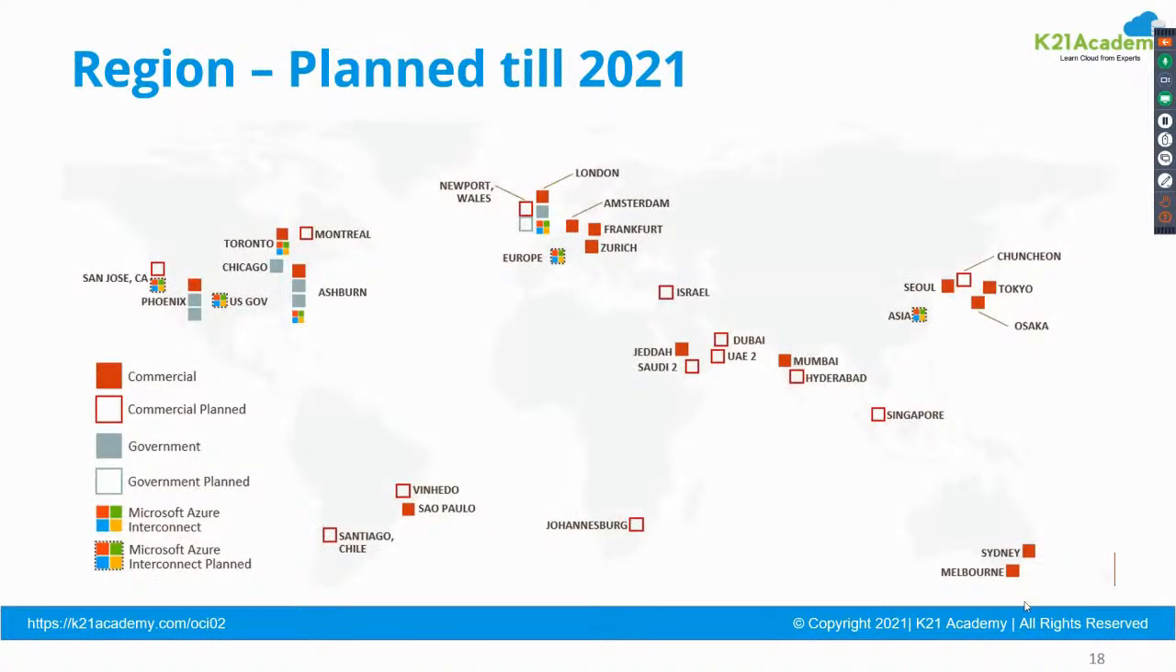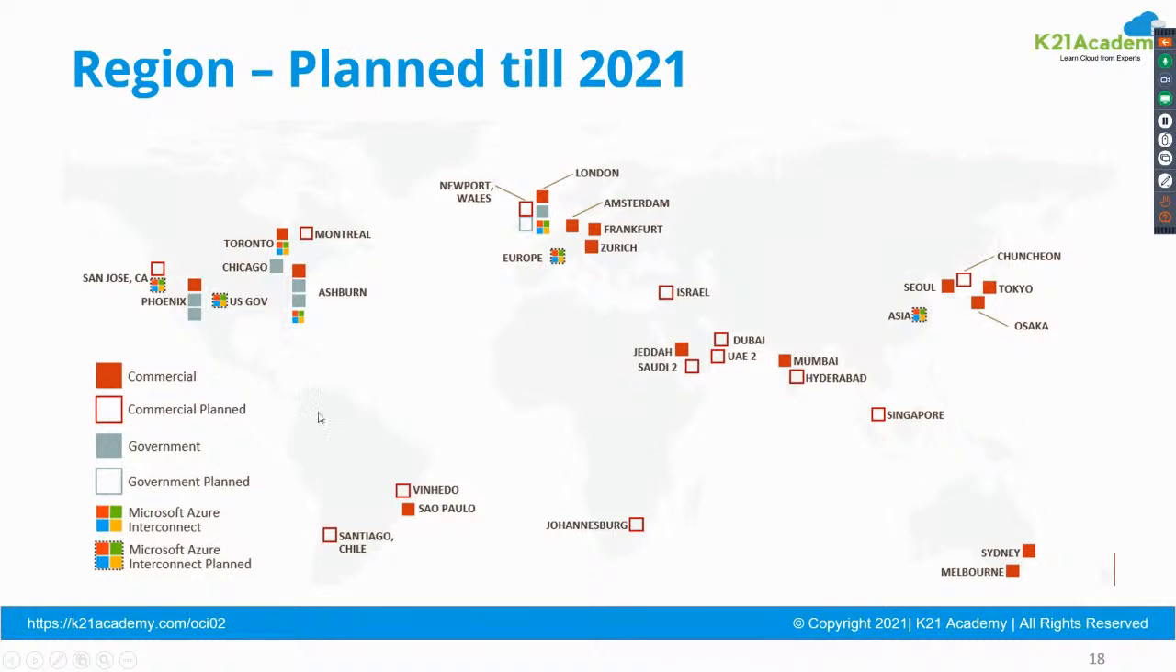Now this map basically shows what regions are coming this year. A few are already in place for this 2021, and Oracle has a complete roadmap of what kind of data centers they need to open, including the government plan. Oracle also has a tie-up with Azure, so the data centers coming are having an interconnect with Azure.